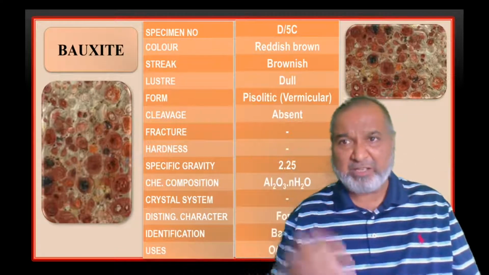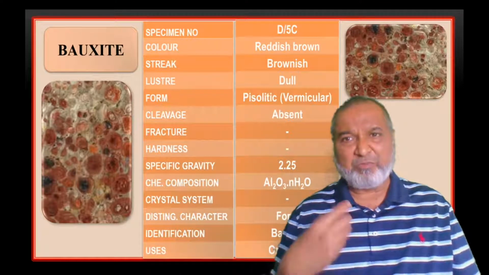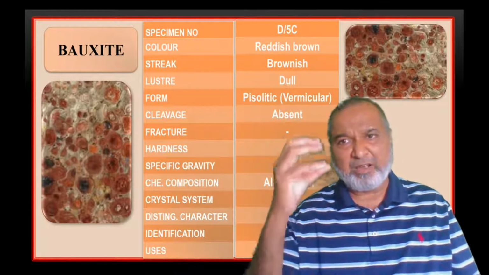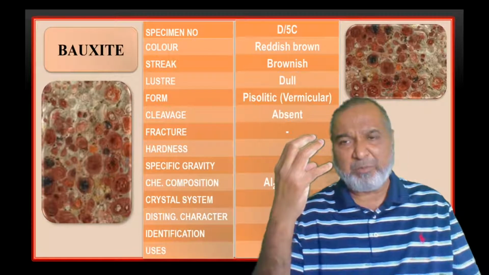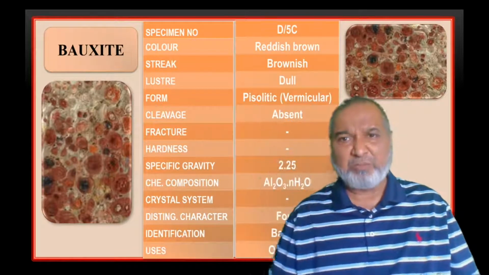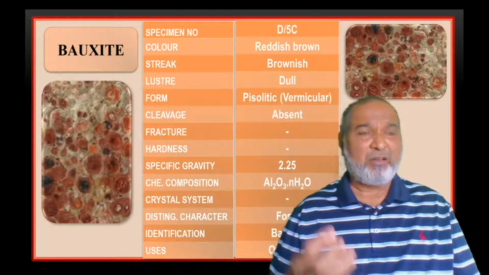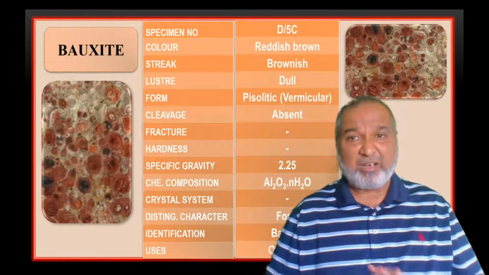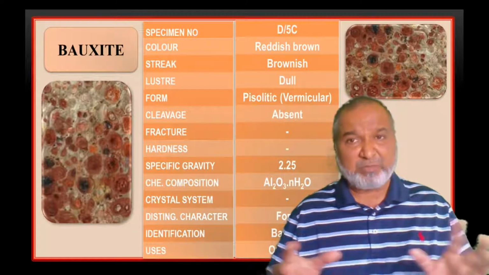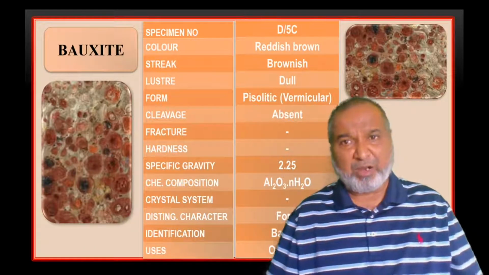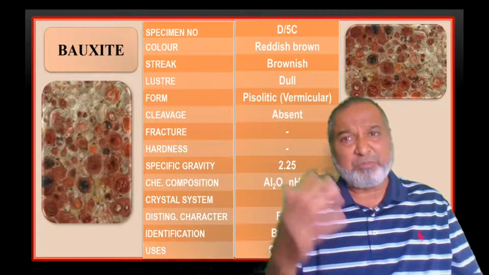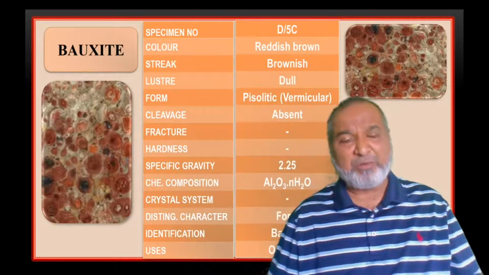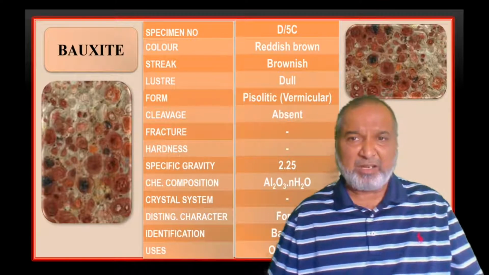That is, the vesicles are there wherever, because in heavy rain the metal will be dissolved and carried out. The cavities are going to form the vermicular or pisolitic structure. Luster will be dull. Streak is brown. Reddish brown, reddish yellow. We say reddish brown. We are normally going to write about the laterite.